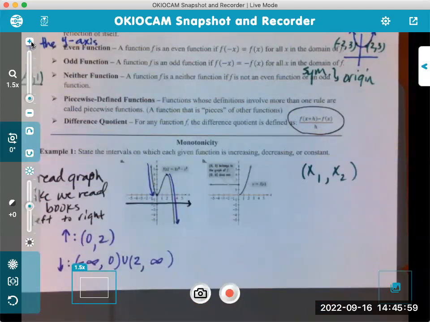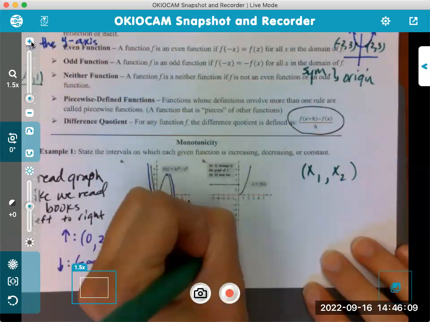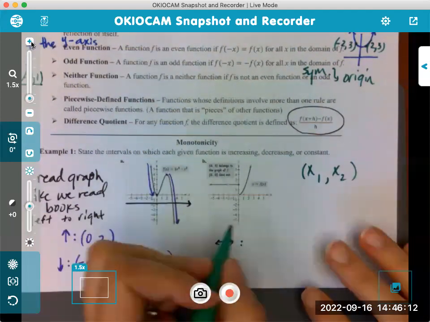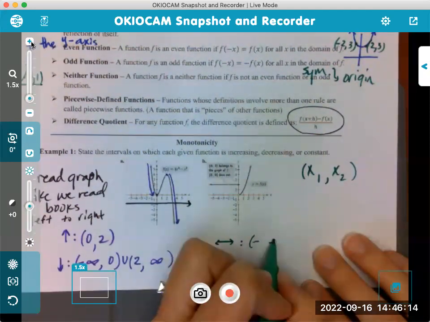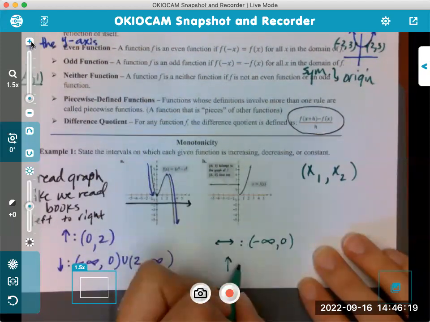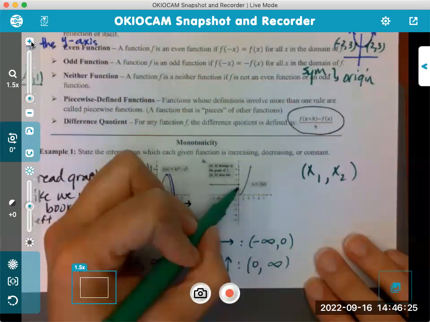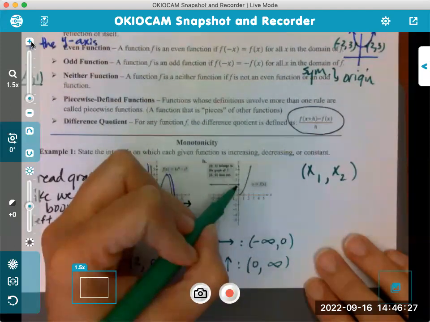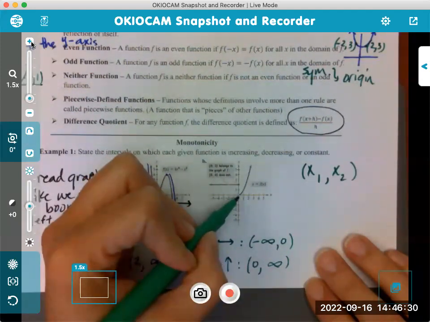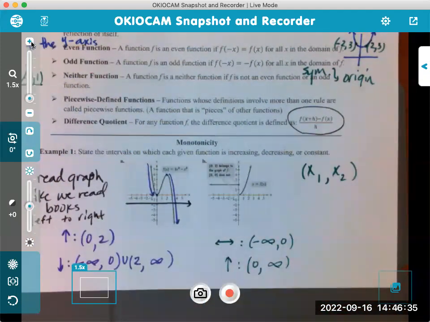So I want you to pause the video and try B. And then when you're done, come back. Okay, you're back. So here I would have constant. From where to where do y'all think? Yes, that'd be negative infinity to 0. And then hopefully you got that we are then increasing from 0 to infinity. And again, I want you to note that here we have a solid dot, and here we have the open dot. As far as describing behavior, it does not matter.